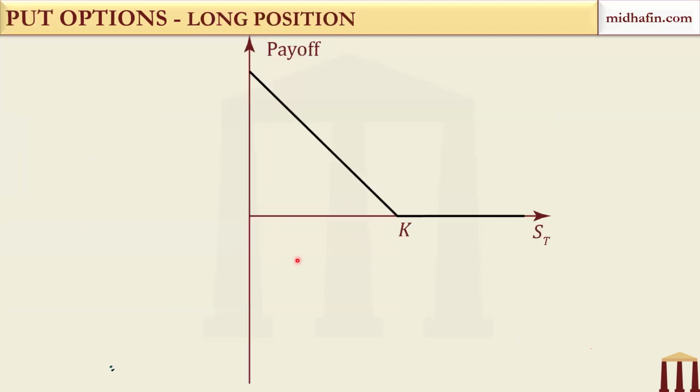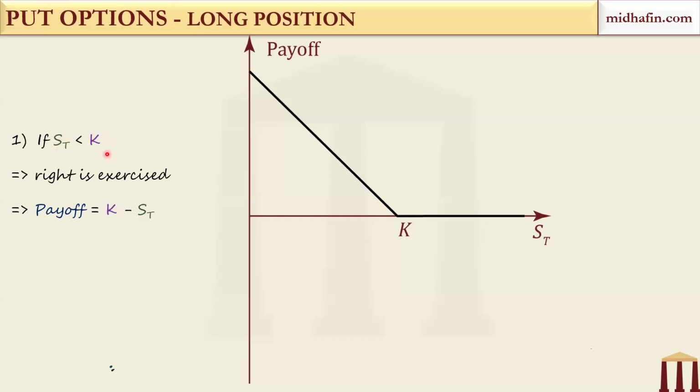Now let's go to the long put position. Again, let's have the two conditions and the payoff equations. You will exercise if ST is less than K. In this case, payoff will be equal to K minus ST. Why? Because K is your selling price. For long put, you are getting the right to sell at K. So obviously, you will want the market price to be less than your selling price.